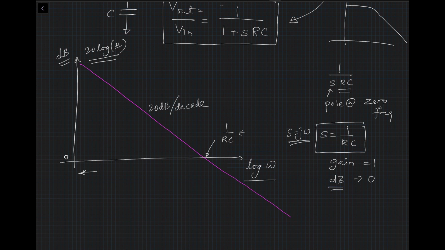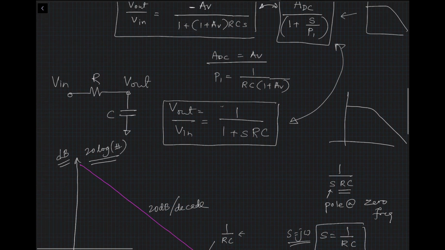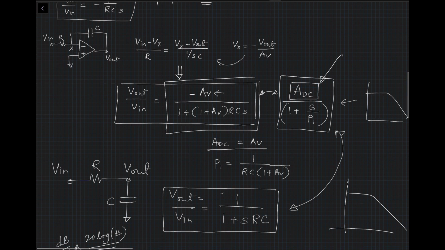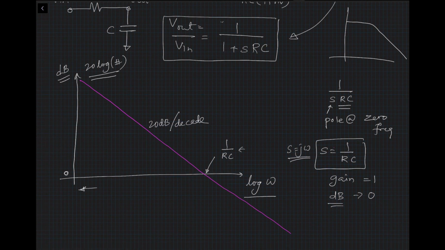Now, if you look at the effect of finite gain of the op-amp, then what happens? We said that the expression is this right here. What this is telling you is that the DC gain or low frequency gain is equal to AV, which is the open loop gain of the amplifier. In this case, I'm going to draw it in green, and it looks something like this. The green is going to be our op-amp based integrator with finite gain. So this would be 20 log of AV.